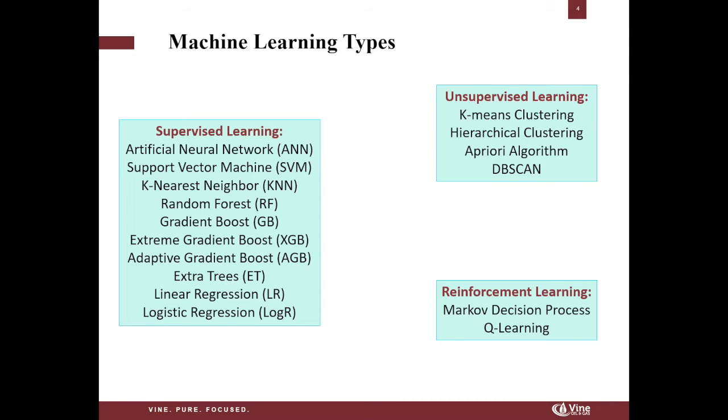On the unsupervised side, as I said, we have k-means clustering, which is probably used extensively in the oil and gas industry, especially for facies classification that we saw today. Hierarchical clustering is another one. DBSCAN, a density-based clustering technique, is also pretty powerful, especially if we're not sure how many clusters to choose. And on the reinforcement learning side, we have Markov decision process and Q-learning.